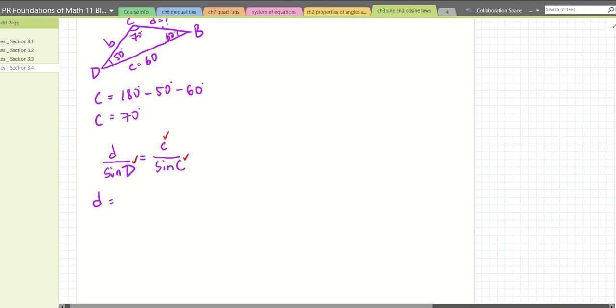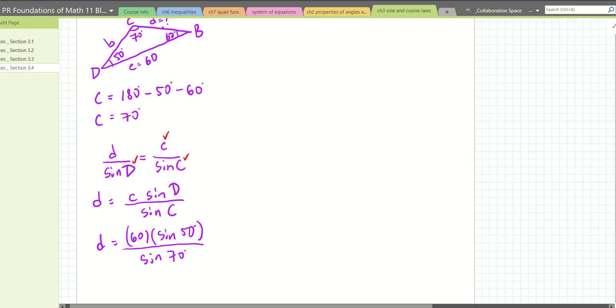So we get sine d multiplied on the top, so we end up with c times sine capital D over sine capital C. Plug in the numbers. So c is 60. Then we have sine of angle D, which is 50. Oh, sorry, D, not C. So angle D is 50 here. And angle C is on the bottom. So sine of angle C is sine 70.